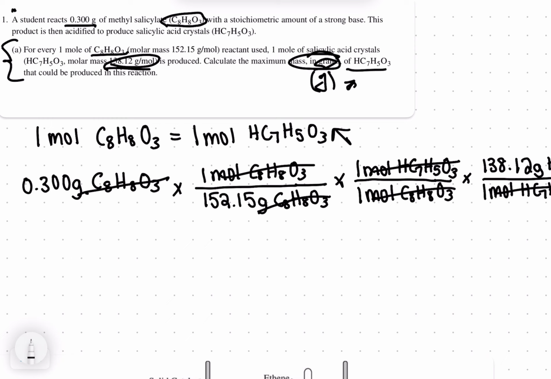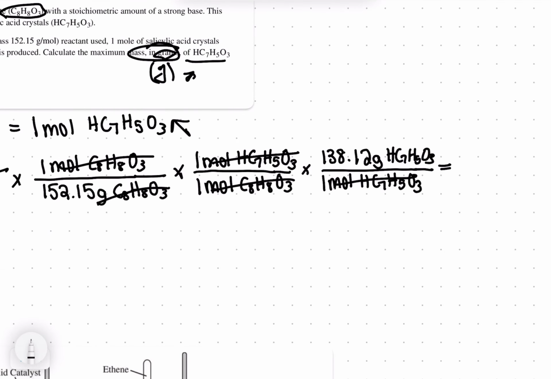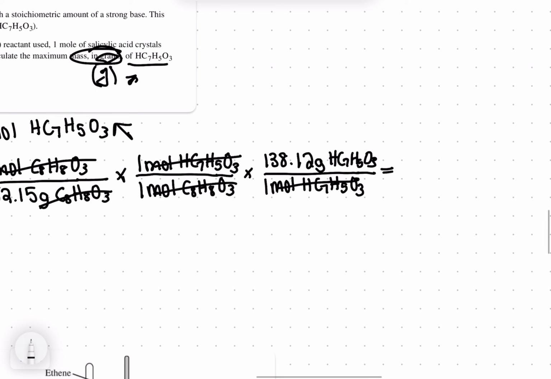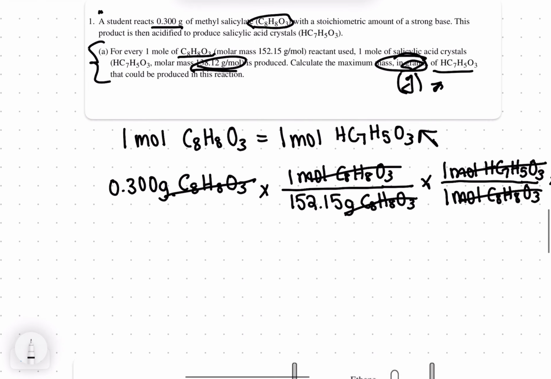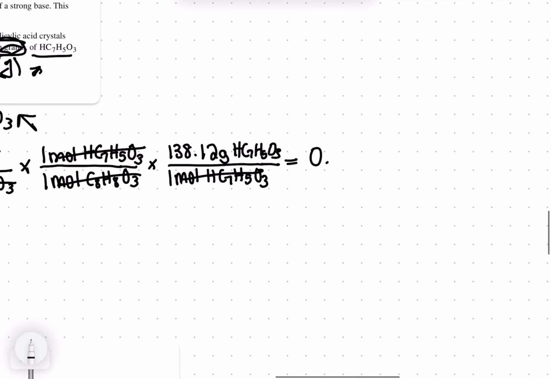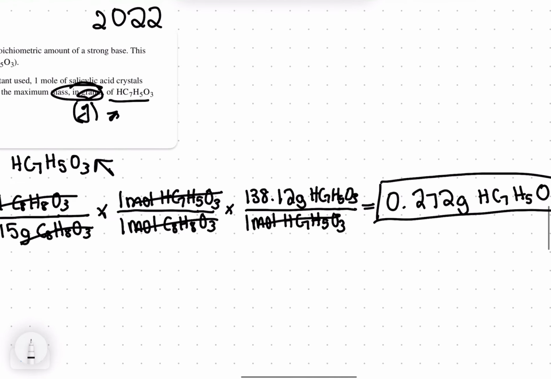So now we get to plug this all into our calculator. So let's do that. 0.3 divided by 152.15 times 1 times 138.12. Okay, and we're given a pretty small number, but that makes sense as we started with 0.3. And we had, let's count how many sig figs, 3 sig figs. So now we have 0.272 grams of HC7H5O3. Okay, that's the final answer for this question.